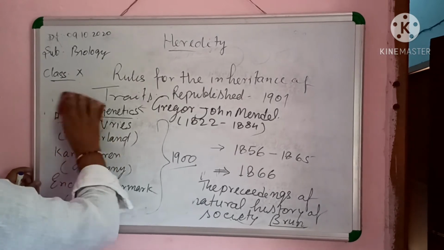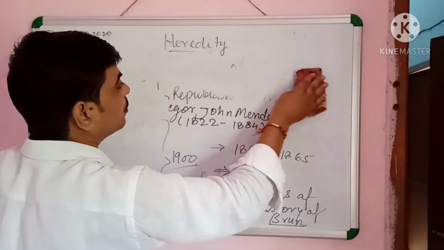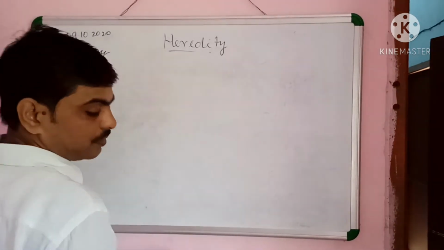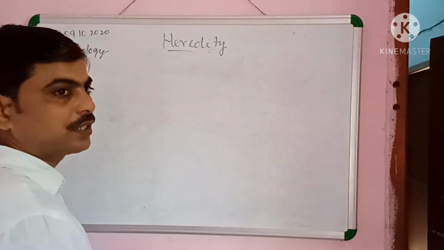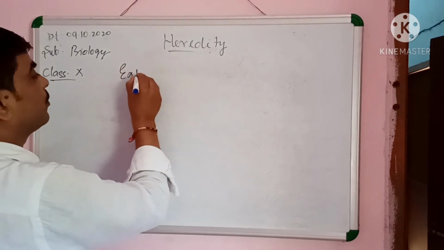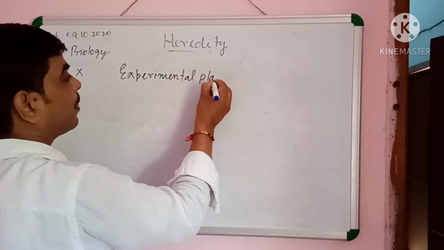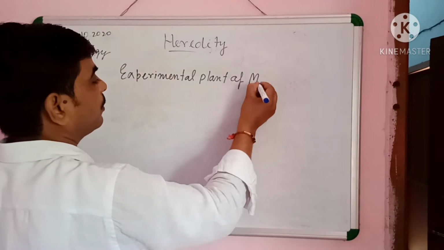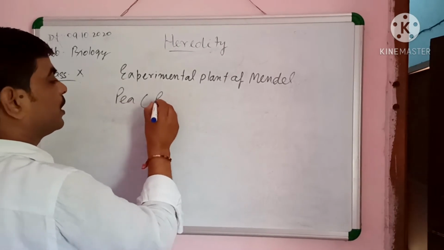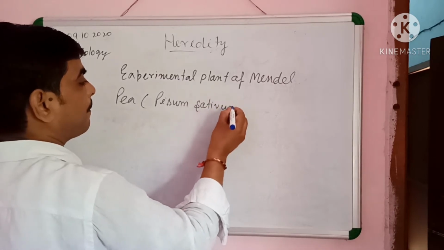Later on, how Mendel conducted the experiment. Do you know on which plant Mendel conducted the experiment? Perhaps you are aware, some students are studying ahead in the chapter. So the experimental plant of Mendel was the pea plant, that is called Pisum sativum.